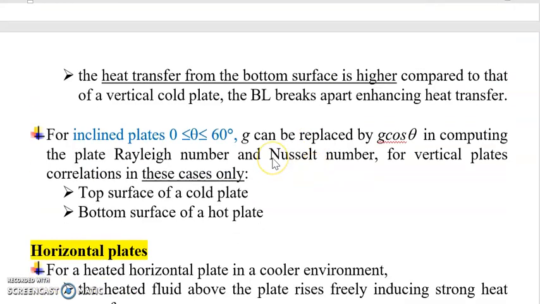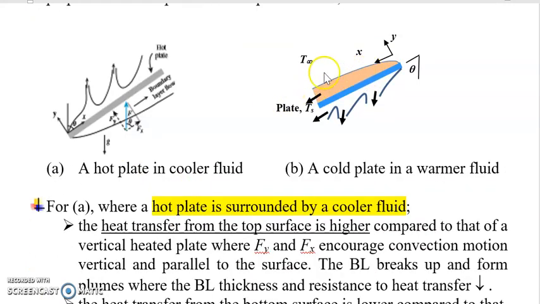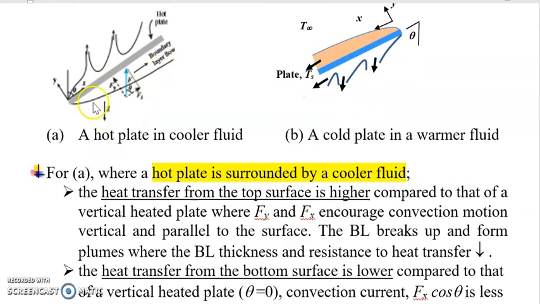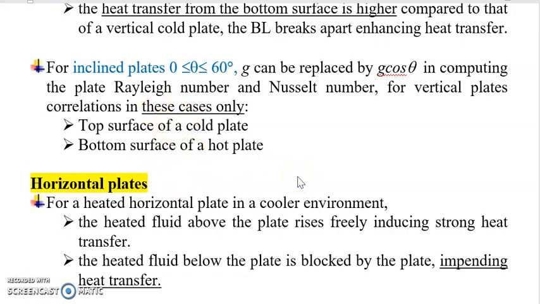Now, for inclined plates, where the angle from the vertical is larger than or equal to 0 or less than or equal to 60 degrees, the gravitational term in the Rayleigh and Grashof number can be replaced by g cosine theta in computing the plate Rayleigh number and Nusselt number. Only for these cases: the top surface of a cold plate, yes, this one because there's a boundary layer, below is all broken up, and the bottom surface of a hot plate. You can see here why it's applicable for using the equations for the vertical flat plate.